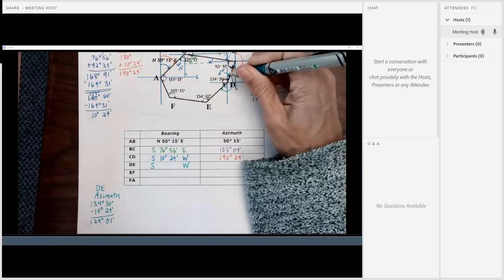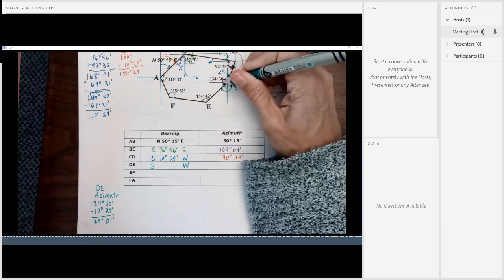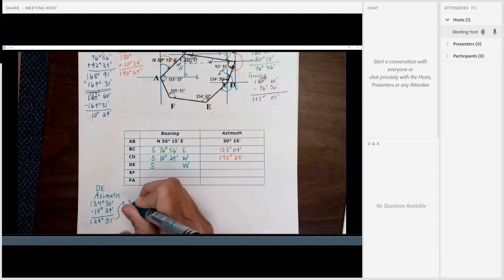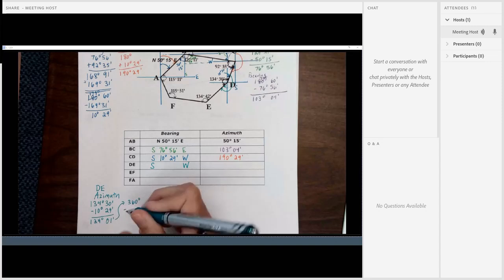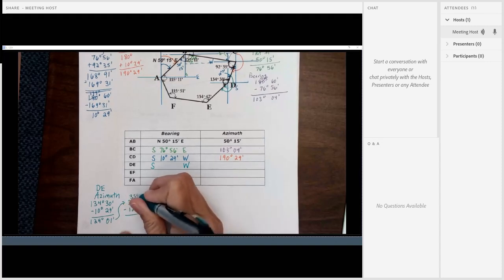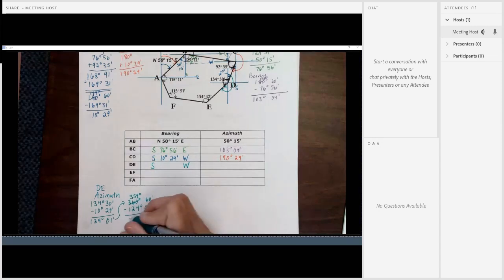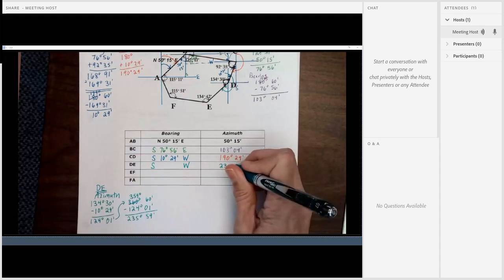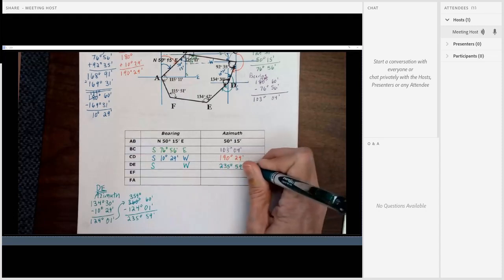So now I can find that azimuth by taking 360 and subtracting that whole angle without that little piece in it. So now we'll take 360 degrees and subtract 124 degrees, 1 minute. Again, got to borrow here. This becomes 359 and 60. And so 59 minutes and 235 degrees. All right, so that is my azimuth for DE. 235 degrees and 59 minutes.